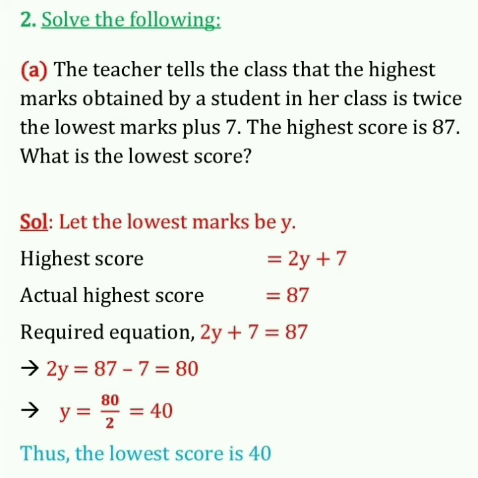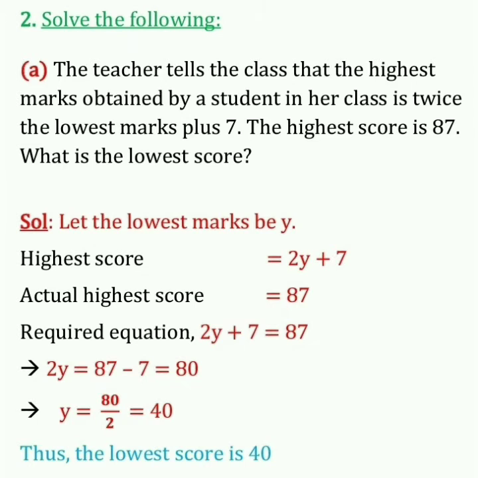Sum number 2. Solve the following. A. The teacher tells the class that the highest marks obtained by a student in her class is twice the lowest mark plus 7. The highest score is 87. What is the lowest score?